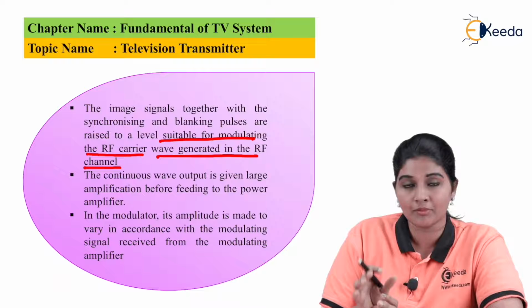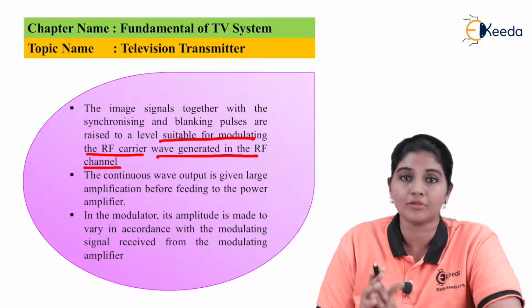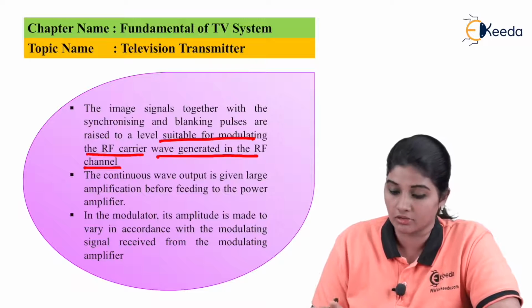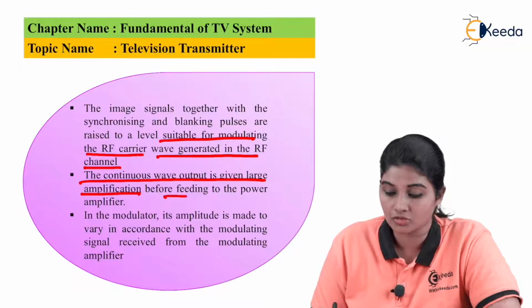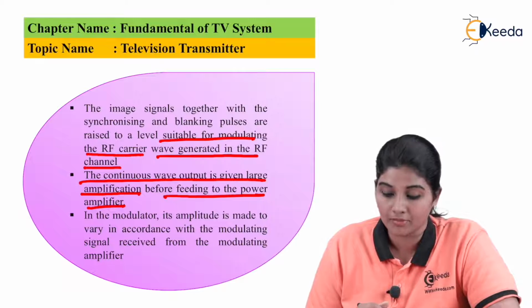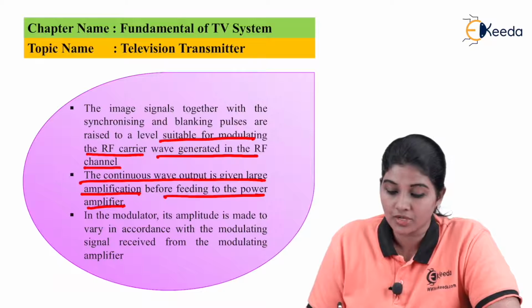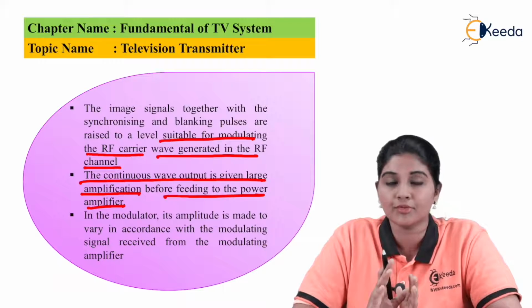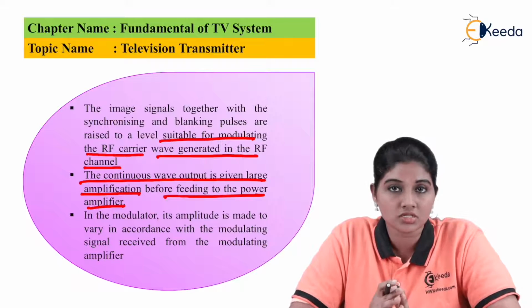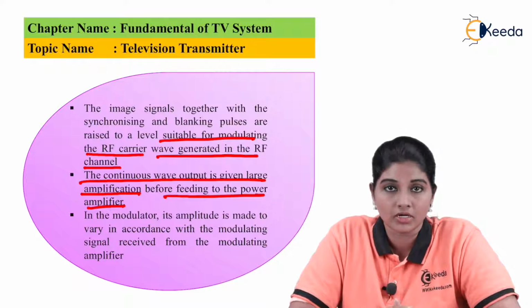So the RF amplifier is basically used for generating the RF carrier pulses which are used for the amplitude modulation of the video signal. The continuous wave output has larger amplification before it is provided to the power amplifier. Now, next, in the modulator, the amplitude is made to vary in accordance with the modulating signal received from the modulating amplifier. So basically, the video signal is amplitude modulated, in which the amplitude of the signal varies in accordance with the amplitude of the modulating signal.